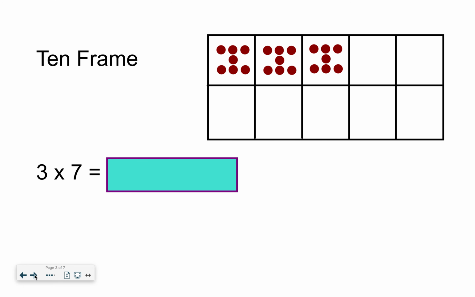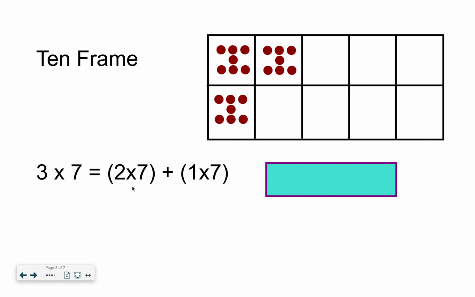Here's another example using a 10 frame. So in a 10 frame, I have a group of 5 and a group of 5. It helps me see the number more easily. So in this case, I have 3 groups of 7. I could skip count, but instead, to be more efficient, I'm going to use what I already know. I'm going to think instead of the double of 7, which is 14, and then adding one more.